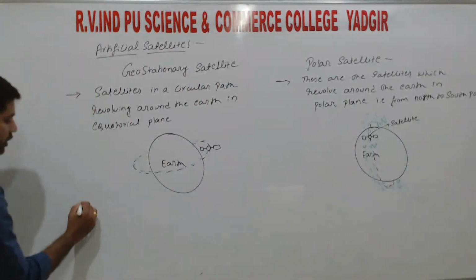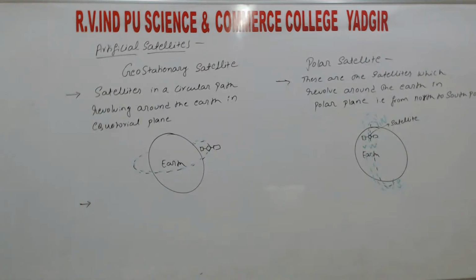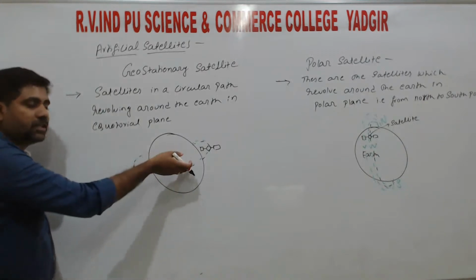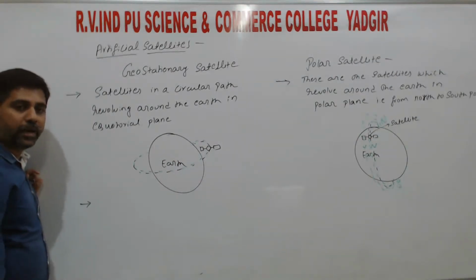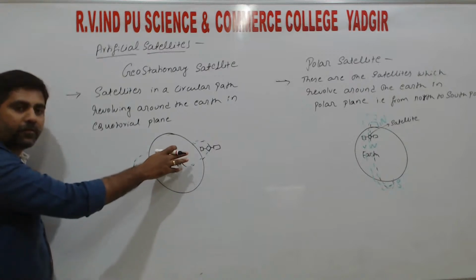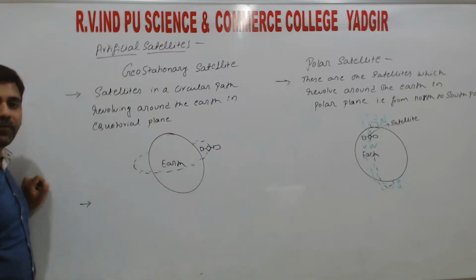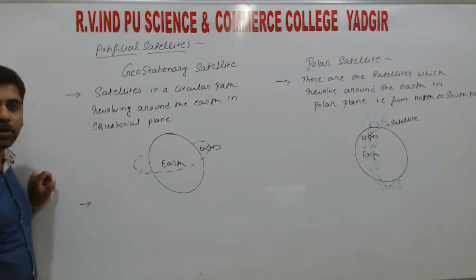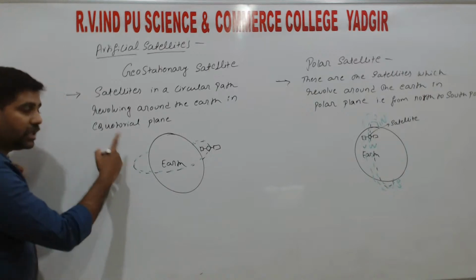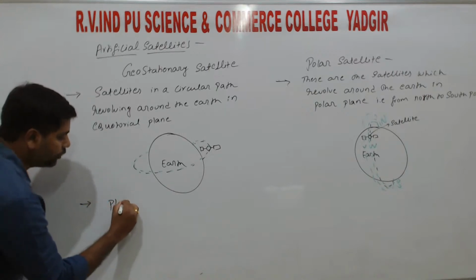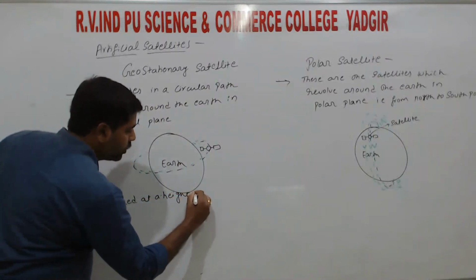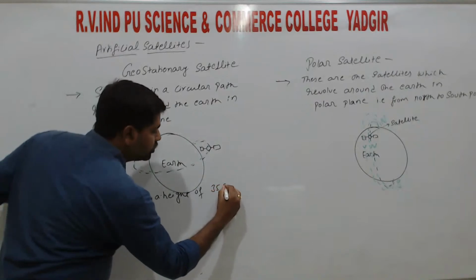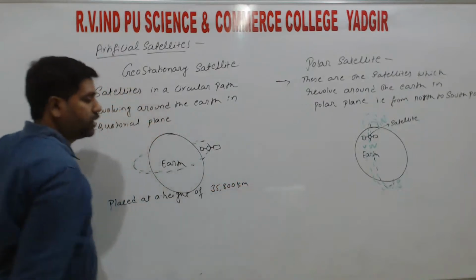So the next, second difference, right? The second difference is that geostationary satellites are placed at a height of 36,000 kilometers, right? So the height from the surface of the earth is 35,800 kilometers, or approximately we take that as 36,000 kilometers, right? So these satellites are placed at a height of 35,800 kilometers, right?